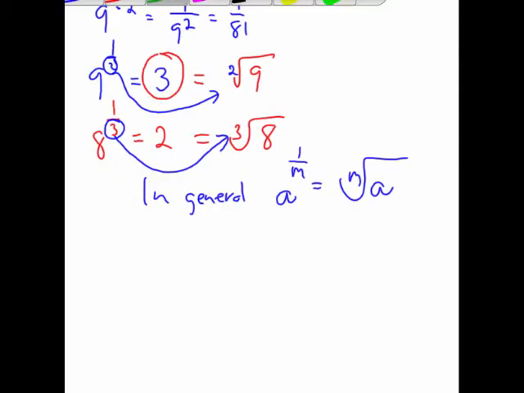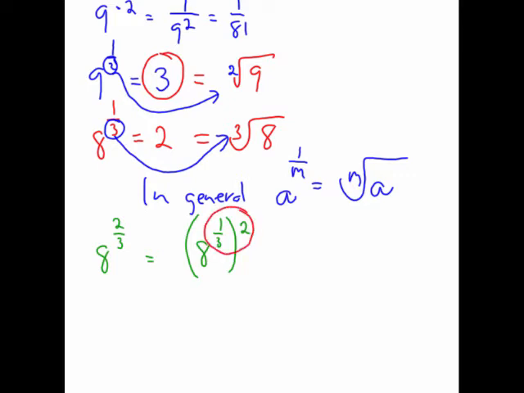Alright, let's take this one step further. What if we have 8 to the 2/3? Well, what I could do is I could write that as 8 to the 1/3, all squared. The reason I can do that, remember, is that when I have exponents like this, I would multiply them. So 1/3 times 2 is really 2/3. And then we just talked about the fact that 8 to the 1/3 is the cube root of 8. So we would do that, and then we would square the whole thing at the end to get 2 squared.